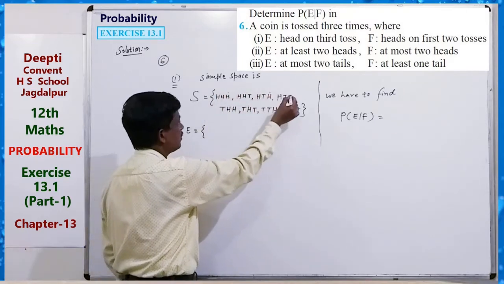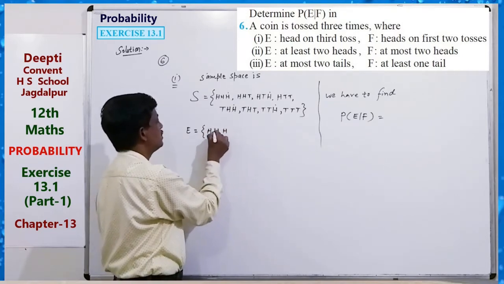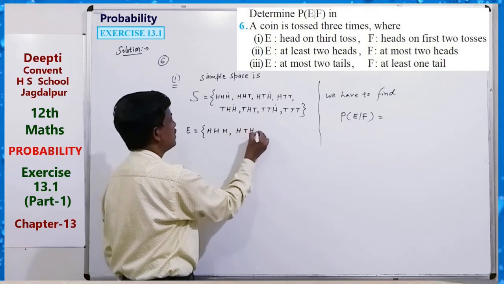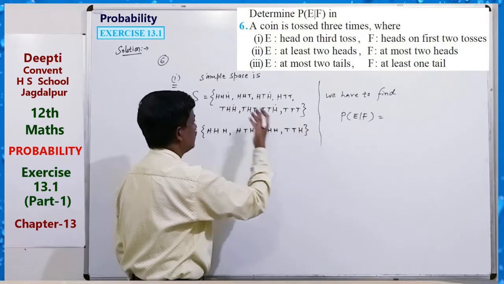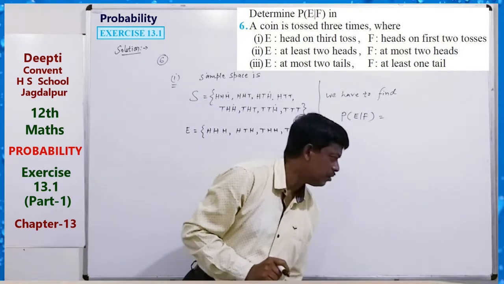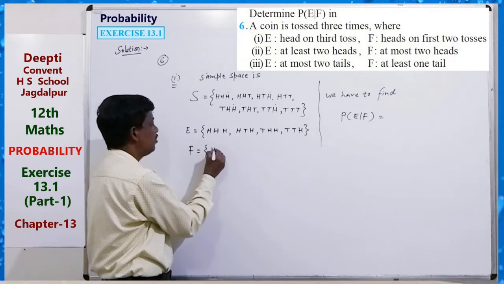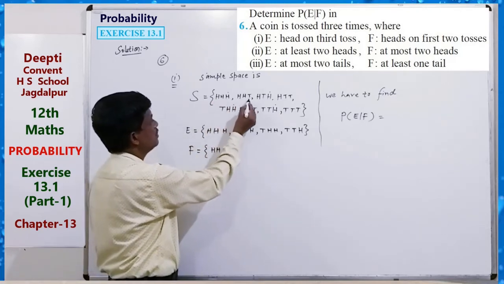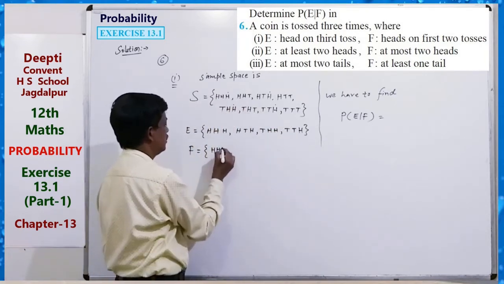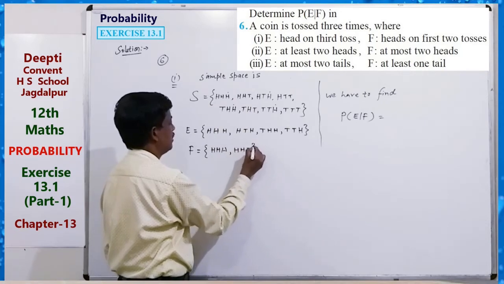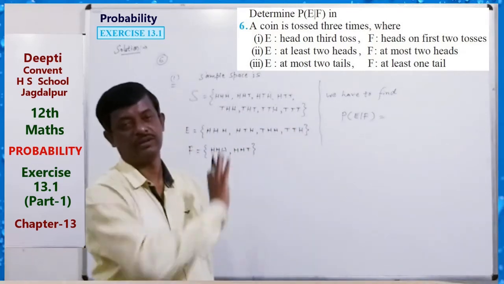So you can write HHH, HTH, THH, TTH. This is E. And F: head on first 2 tosses. Only 2. This 2 and this 2. Head, head and head, head, tail. Just as defined, you have to write.